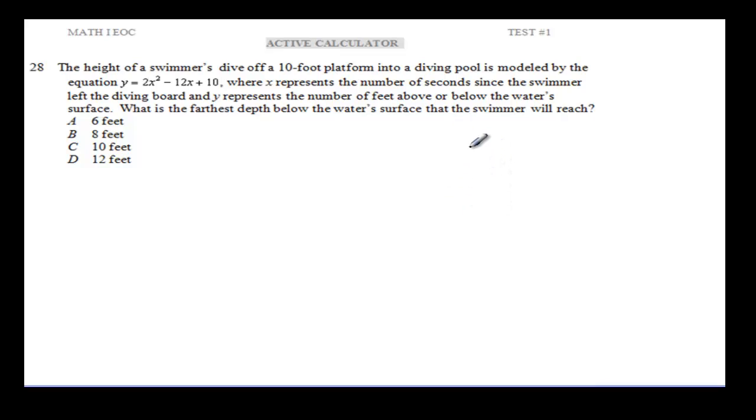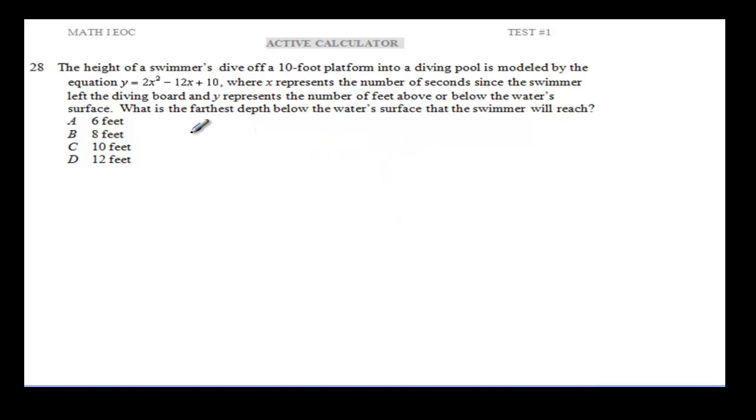So if this is the water here, you're looking for the height under the water, and as we see here, y represents the number of feet above or below the water. Below the water, your final answer is going to be a negative number. Don't worry about the negative. A negative number represents the number of feet below the water.